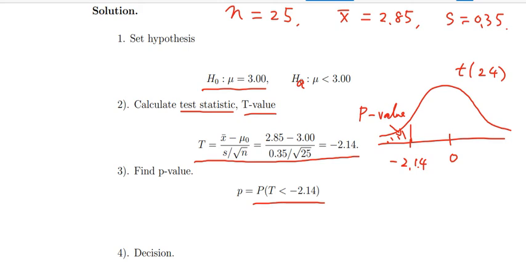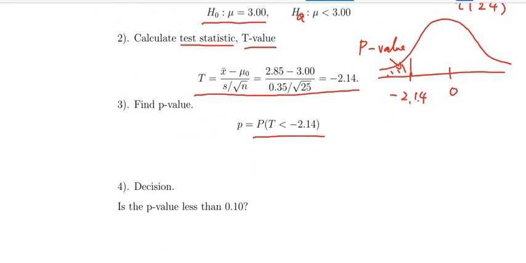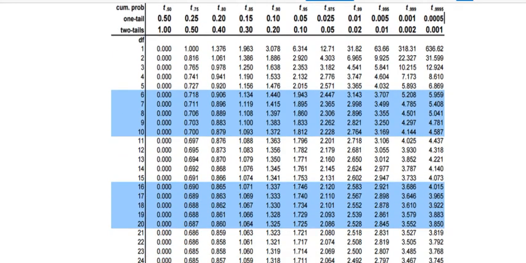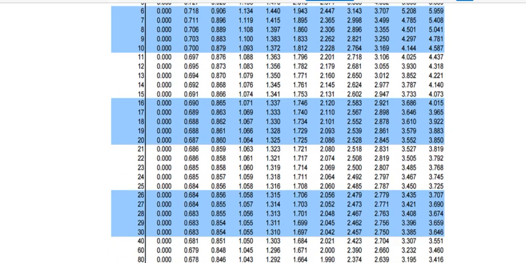So from this table, we can find the probability. But from the t-table, we cannot find the probability. The t-table only gives us some typical cutoff points, right? For example, for this t-table, the degree of freedom is 24. So we only have those cutoff points.